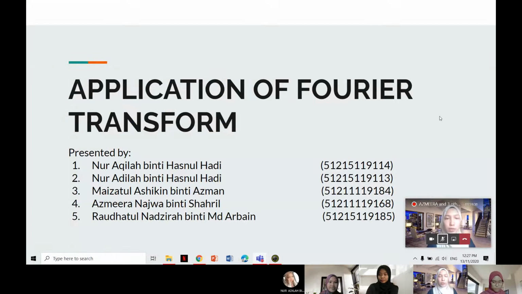Assalamualaikum. Now we will be presenting about application of Fourier transform in electrical engineering and other field, which is optics. So here presented by Nur Akila, Nur Adila, Maizatul Ashikin, Azmira Najwa, and Raudatul Nazira. So I will start first for our presentation about Fourier transform.